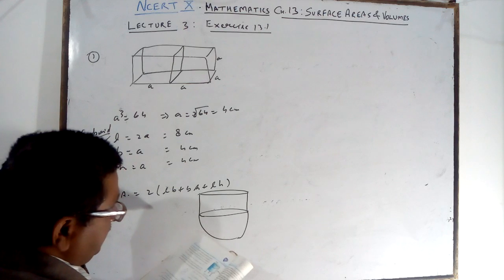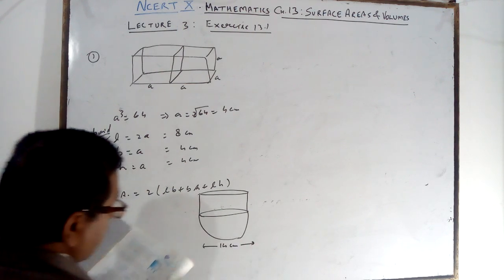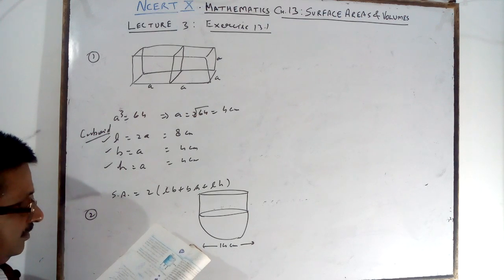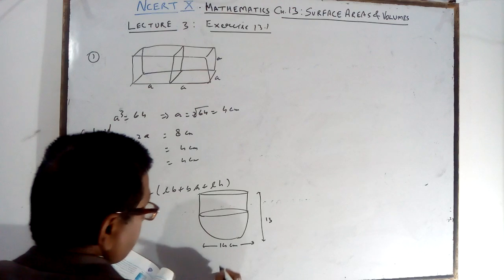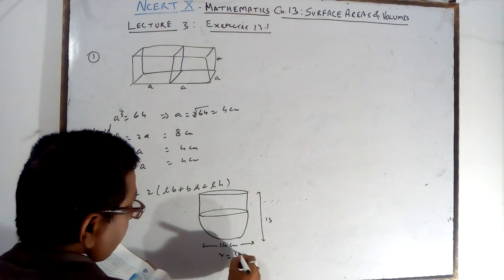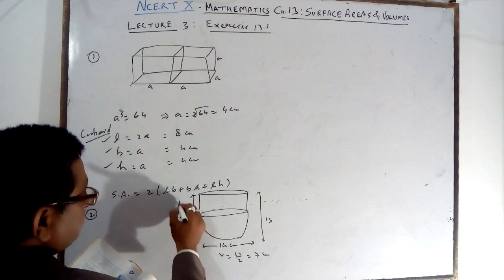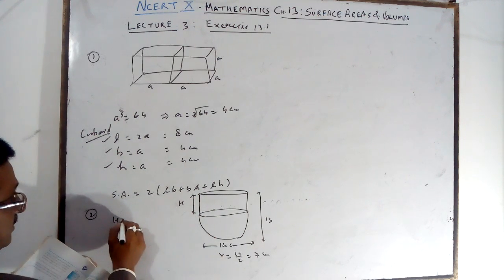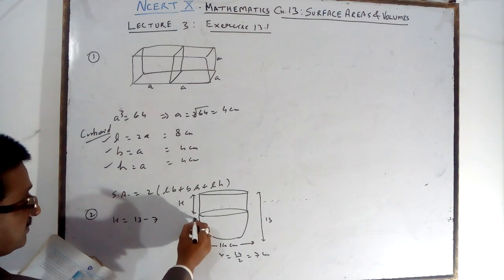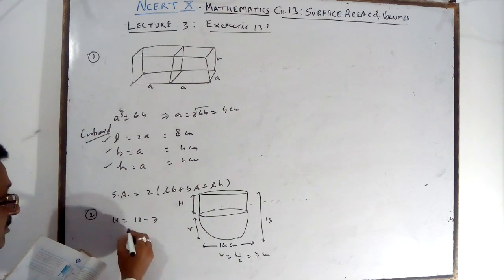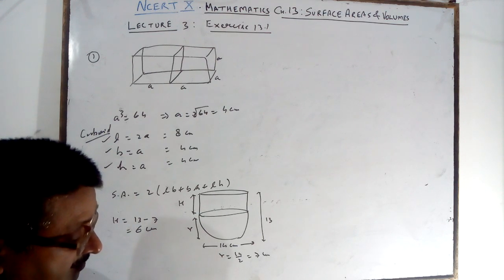The diameter of the hemispherical portion is 14 centimeter. The total height of the vessel is 13 centimeter. What is the radius? Radius will be 14 by 2, that is 7 centimeter. Then what is the height of the cylindrical portion? It is the total height minus the radius, since the radius is the height of the hemisphere. So 6 centimeter. It is a very important part to keep in your mind.